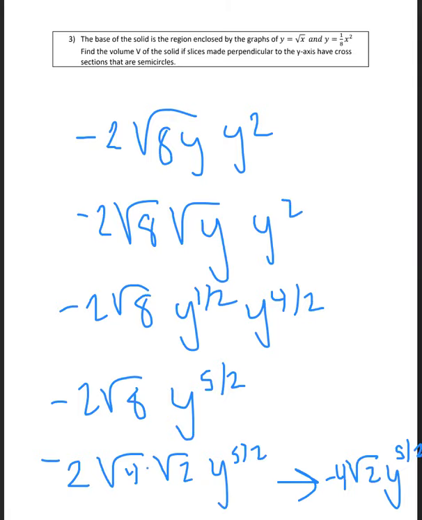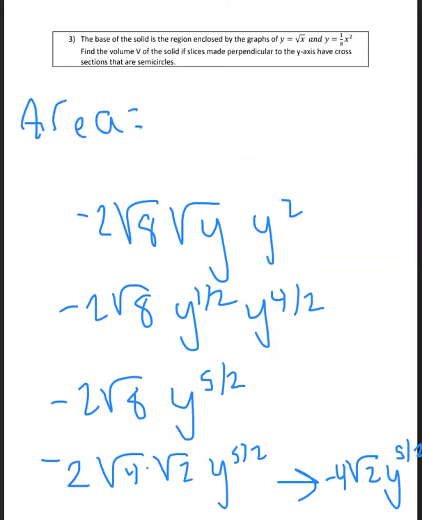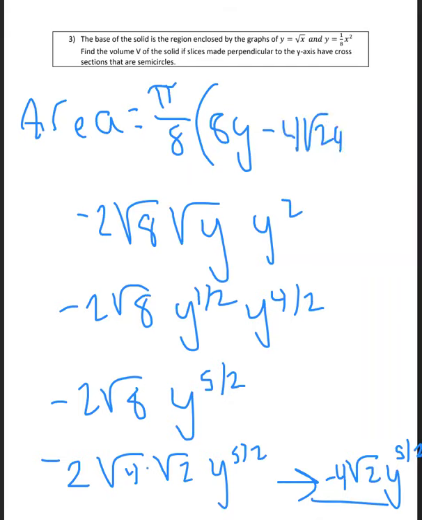And yeah, then I'll write the final area that you'd be integrating, which is pi over 8. Remember to leave that number in the front so you can just put it in front of the integral. 8y. I'm gonna plug in this number right over here. So it was 4 radical 2 y to the 5/2, and then the last one was y to the 4th.